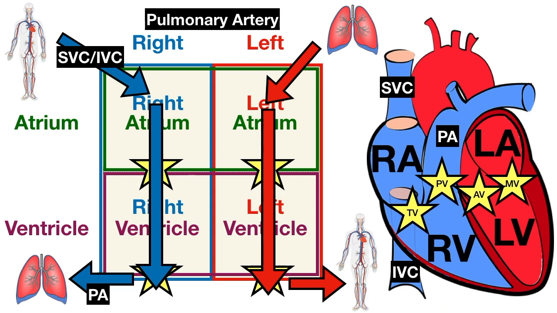Next, we have the blood vessel responsible for delivering the deoxygenated blood from the right side of the heart to the lungs, and this is known as the main pulmonary artery or pulmonary trunk. And the main pulmonary artery splits into the right pulmonary artery and left pulmonary artery. We're going to see more of this in the next diagram.